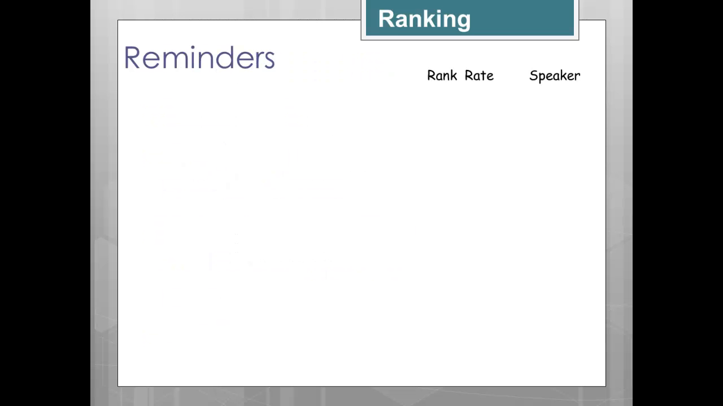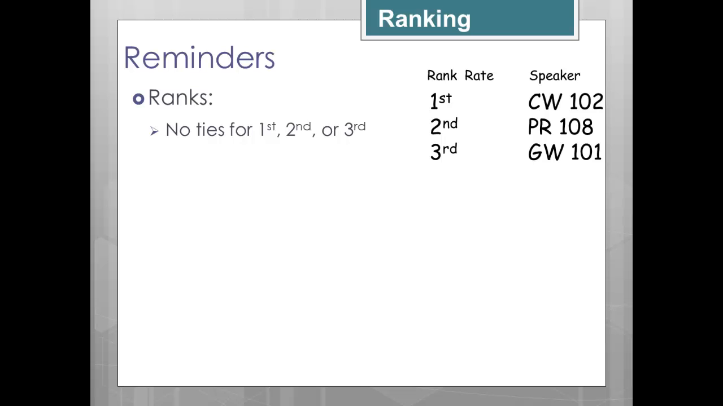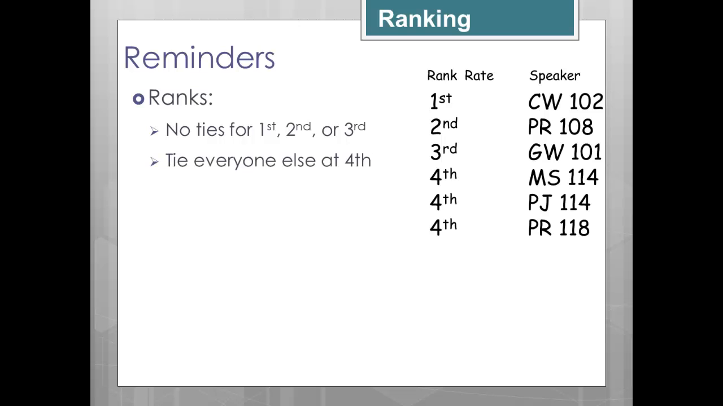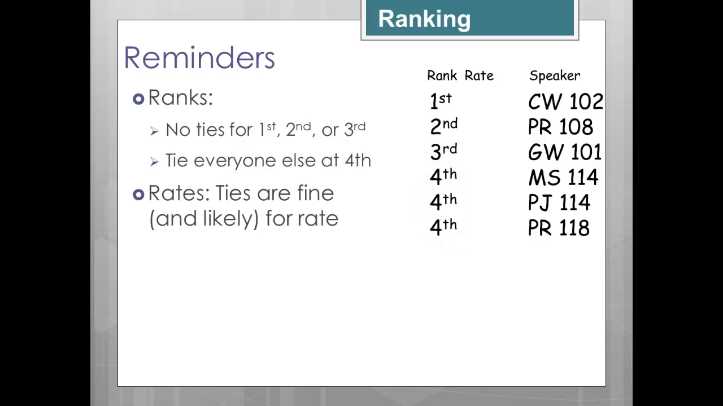Now this is a competitive event, so not everyone can get first place. On the other hand, we don't want anyone to feel as if they did so badly they got last place. So unless the tournament tells you otherwise, you rank the top 3 speakers as first, second, and third, and tie everyone else at fourth. There can only be one first, only one second, and only one third, but you can have multiple fourth places.